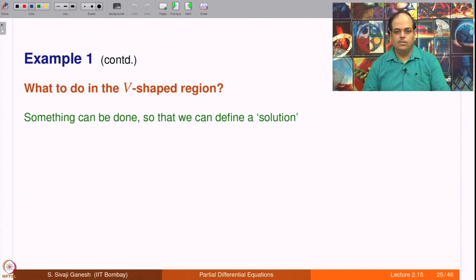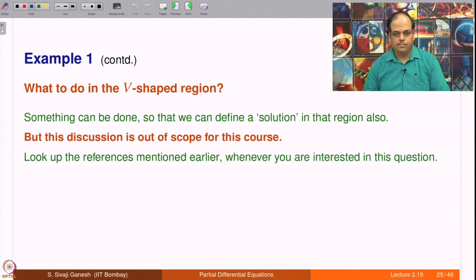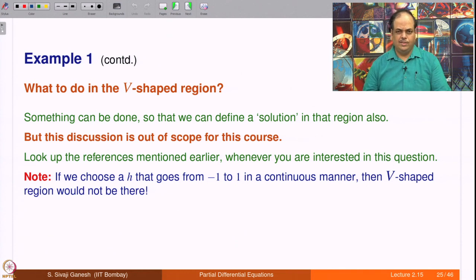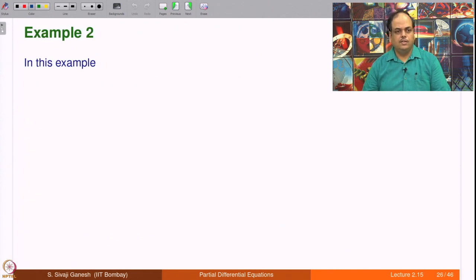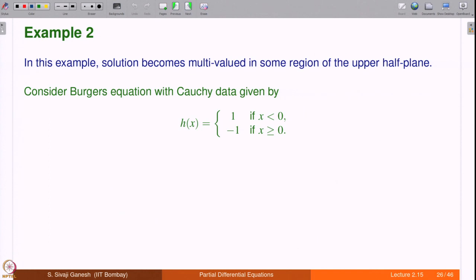Yes, something can be done so that we can define a solution. If you observe, I have put solution in quotes, meaning some generalized notion of solution, but this discussion is out of scope for this course. So, look up the references that I mentioned earlier whenever you are interested in this question. If we choose an h that goes from minus 1 to 1 in a continuous manner, then the V shaped region would not be there. We observed that it is because of the sudden jump from minus 1 to 1 that we had this problem. So, think about this. Now, let us look at the second example. Here what happens is the solution becomes multivalued in some places. So, h is now 1 and minus 1, a decreasing function, a monotonic function but decreasing.